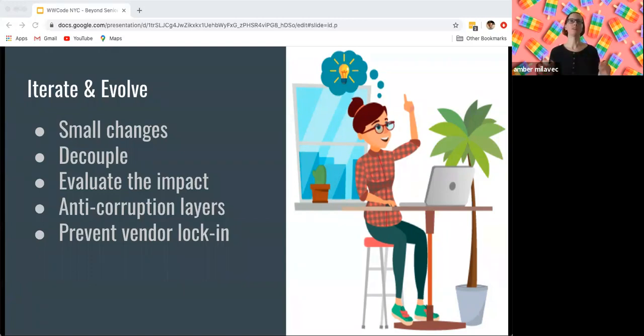Looking at different ways of creating anti-corruption layers and preventing vendor lock-in by having services in front of vendors so that you can plug and play different vendors behind those services, but the API itself doesn't change for your internal users. So things like that will help you be more iterative and evolve more easily over time.